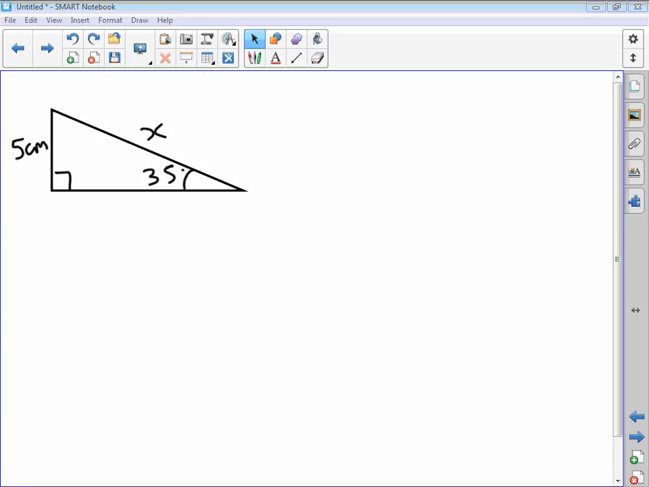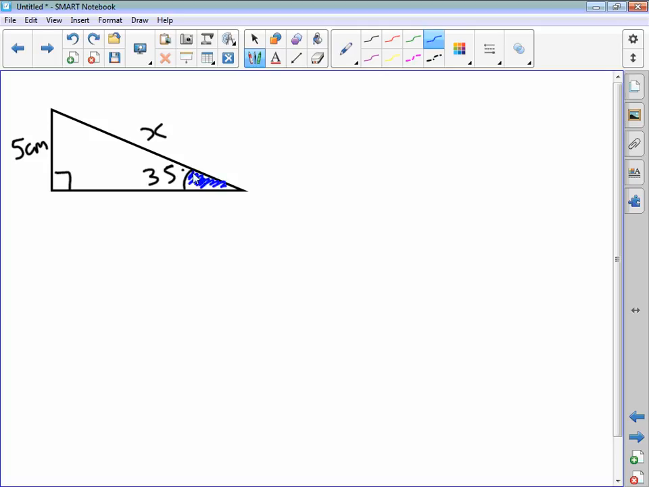I'm going to show you how to use right-angled trigonometry to find a missing side in a right-angled triangle. There's going to be quite a few examples here, so fast forward through ones you don't feel are necessary for you to look at. So first thing that we need to do is label these sides according to this angle.